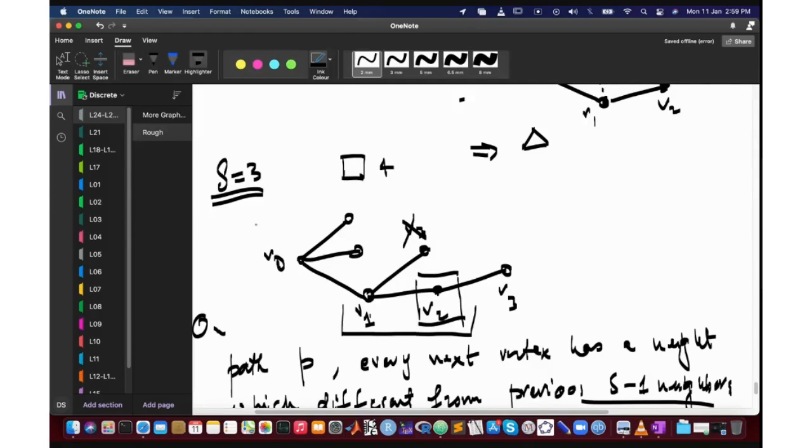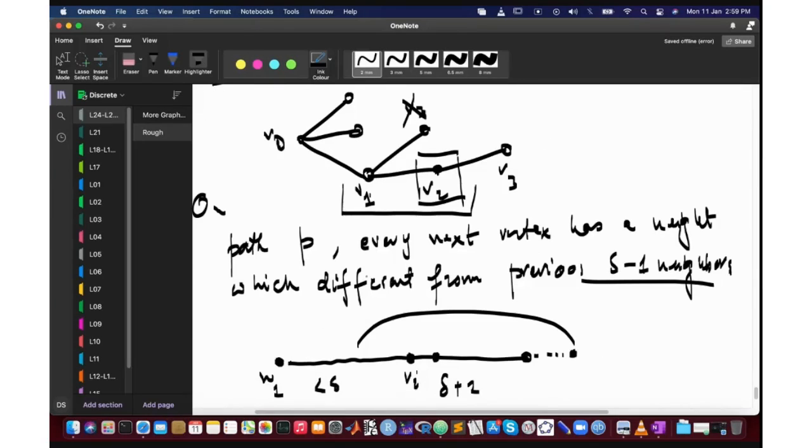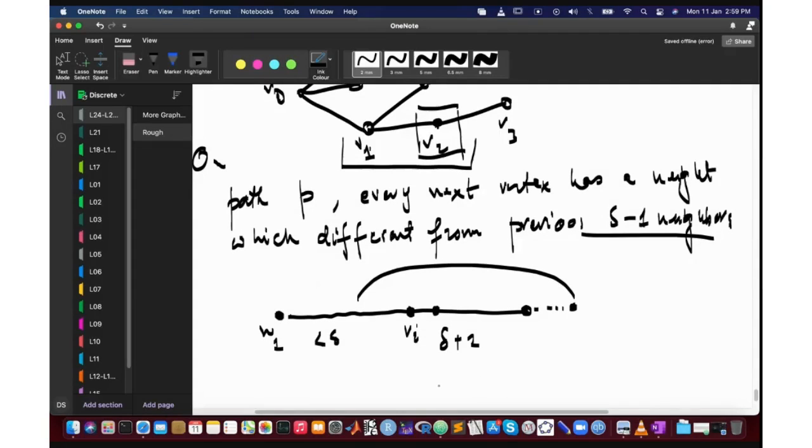Okay, and I can do it because I have enough leverage. I know that V2 has three neighbors. Okay, if they are V0 and V1, there must still be someone who is not V0 and V1. So that's the critical part for the general case. For every vertex, I can find a neighbor which is different from the previous delta minus 1 vertices on the path. Okay, this will help me find a path of length delta plus 1. Is it clear? Do you understand the main part?